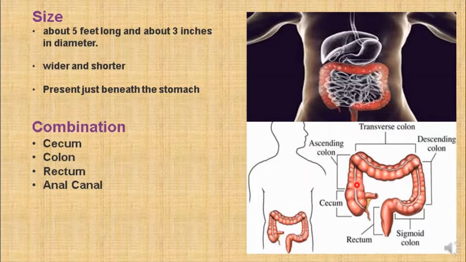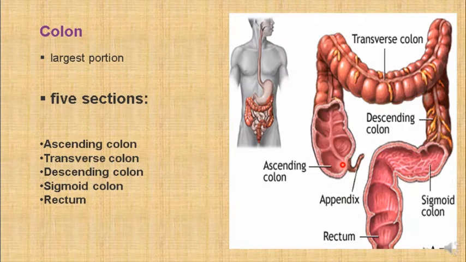It is a combination of cecum, colon, this is the colon, rectum and anal canal. The colon is the largest portion of the large intestine. It has 5 sections: ascending colon, transverse colon, descending colon, sigmoid colon and rectum.